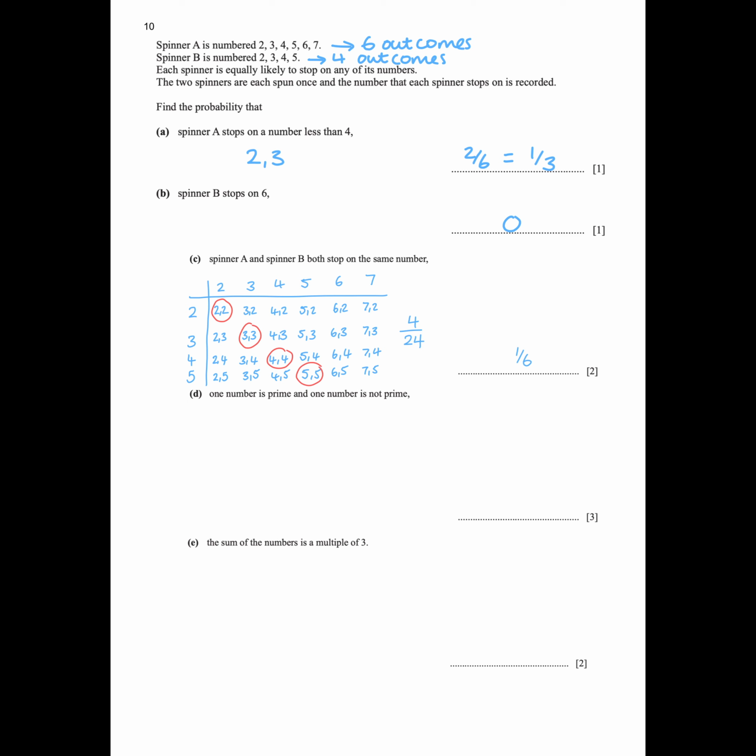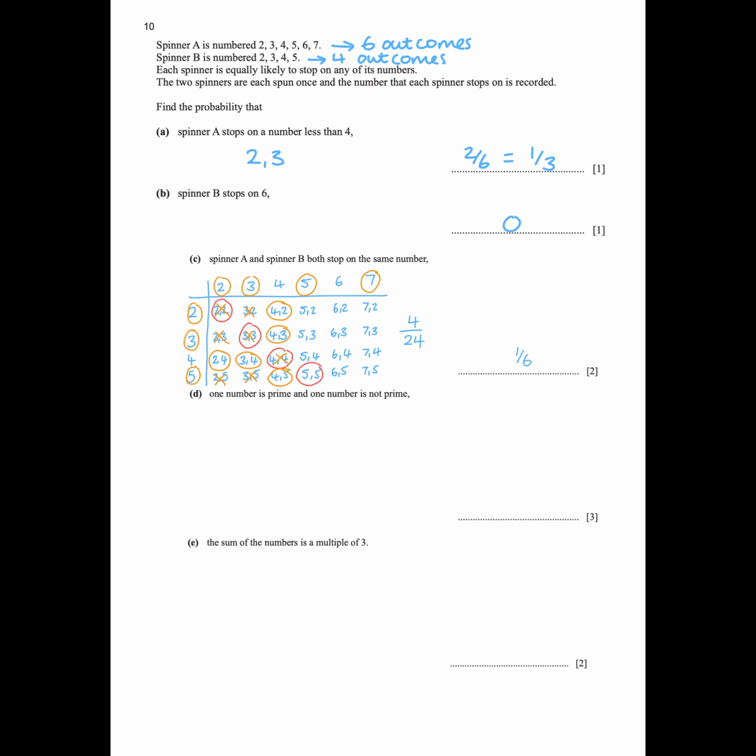And then the second part, one number is prime and one number is not prime. The prime numbers are going to be either 2, 3, 5, or 7. And we want 1 to be prime and 1 to be not prime, so they can't both be. So this one they both are. Here they both are. Here 1 is prime. Both are. Both are. 1 is prime. Here 1 is prime.